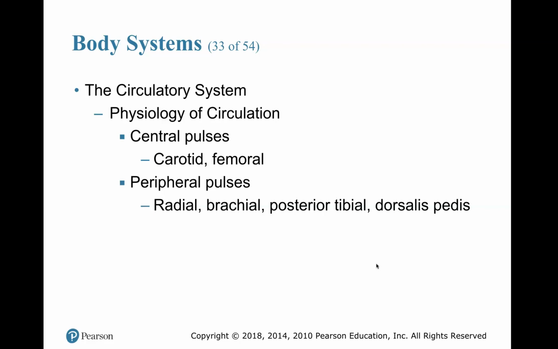Okay, the physiology of circulation. The central pulses are going to be your carotid, which are in your neck, one on each side because we have two carotid arteries. And then femoral, one on each side because we have two femurs, two femoral arteries. Our peripheral pulses are radials, which I talked about earlier, at the wrist. Brachial, which is between the shoulder and the elbow, underneath the bicep muscle. Posterior tibial, that is behind your knee. And the dorsalis pedis, which is the one on top of your foot.